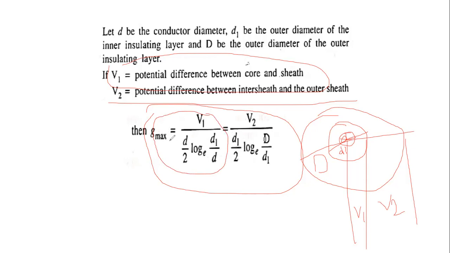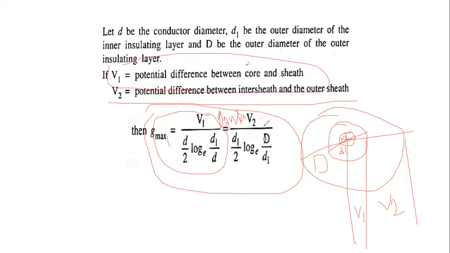This is G1 max, and we consider this as G2 max. Therefore G2 max is equal to V2 by D1 by 2 log e D by D1, where V2 is the potential difference between the inner sheath and the outer sheath. Understand?